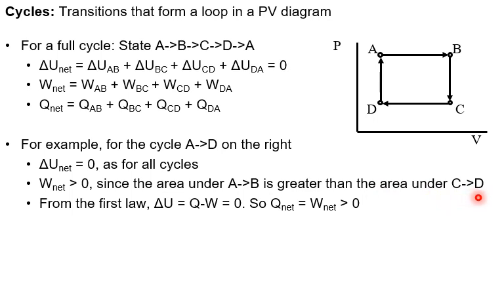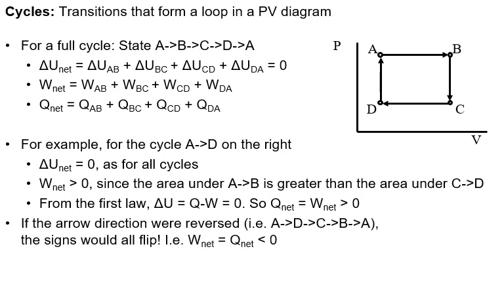So you're going to have positive net work because the area under A to B is greater than the area under C to D. Okay, so positive net work, and remember from the first law of thermodynamics, the change in internal energy of the system is equal to the heat added to the system minus the work done by the system. Because we have a cycle, the change in internal energy is 0. So then for our cycle, in this case, we know that the net heat added to the system is equal to the net work. So that's always going to be true for a cycle. But in this particular example, the net work is positive, and therefore there's positive heat added to the system for this example.